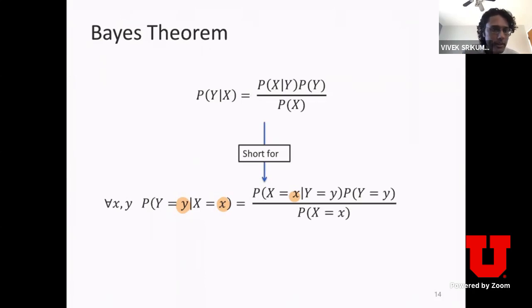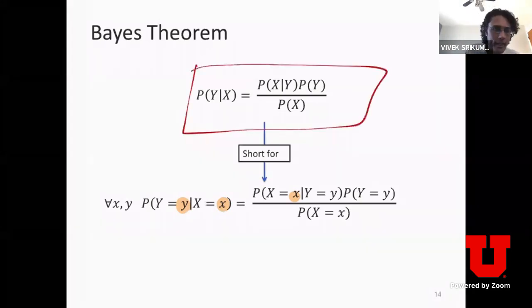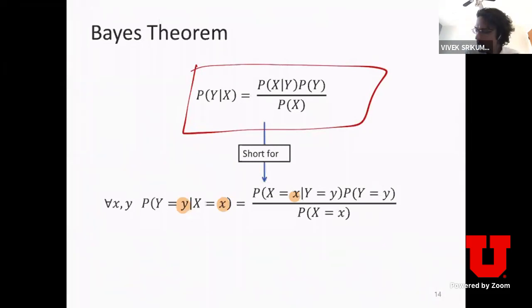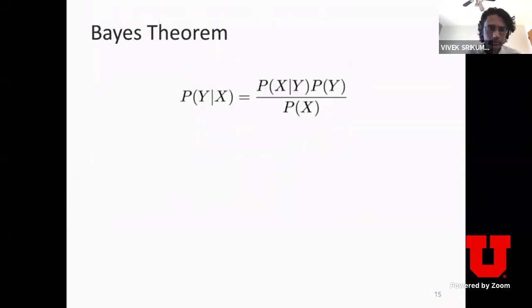As you can imagine, it gets painful saying this all the time. So we will only be using this kind of notation: P of y given x equals P of x given y times P of y divided by P of x. What do these things mean though?